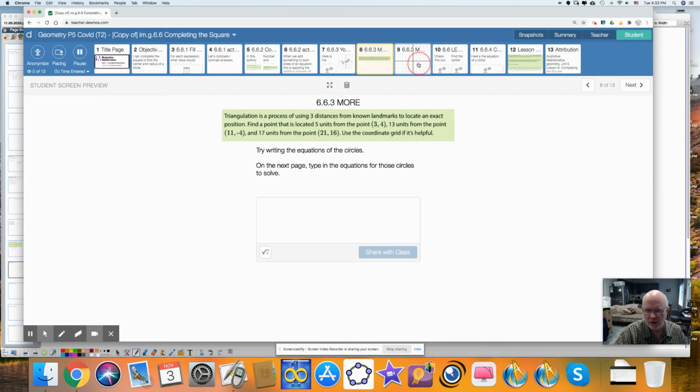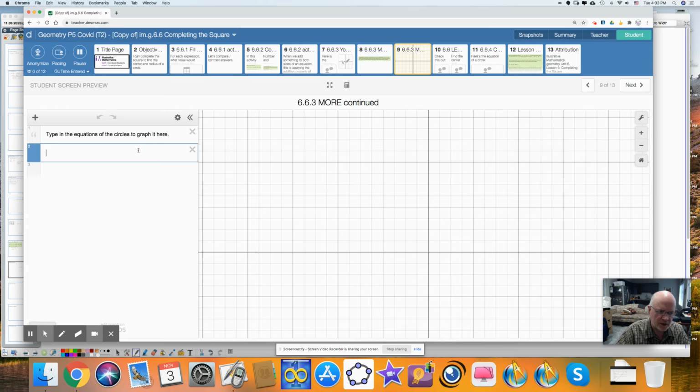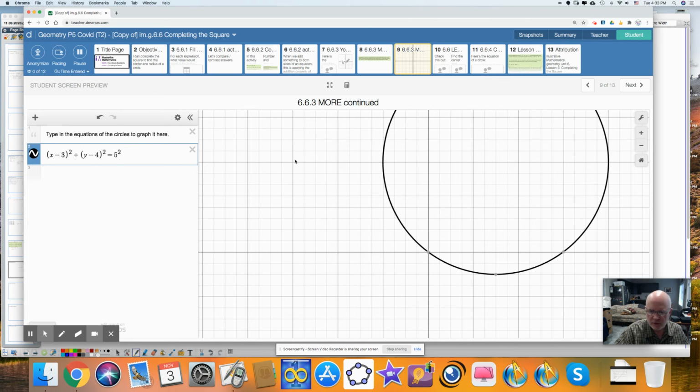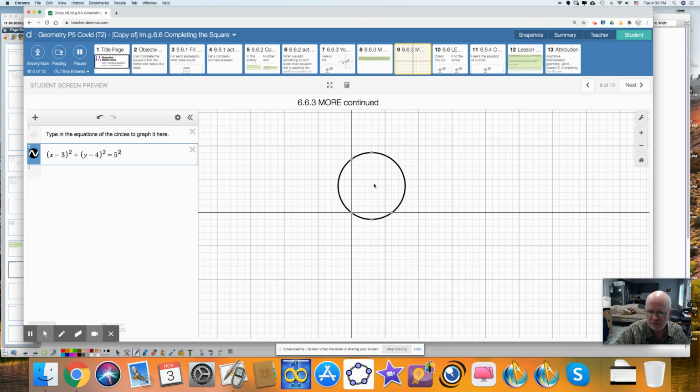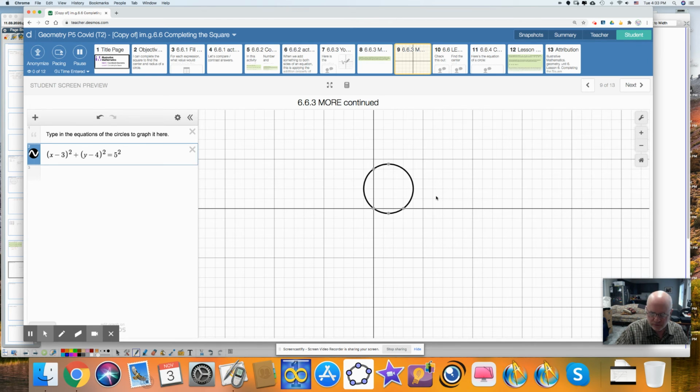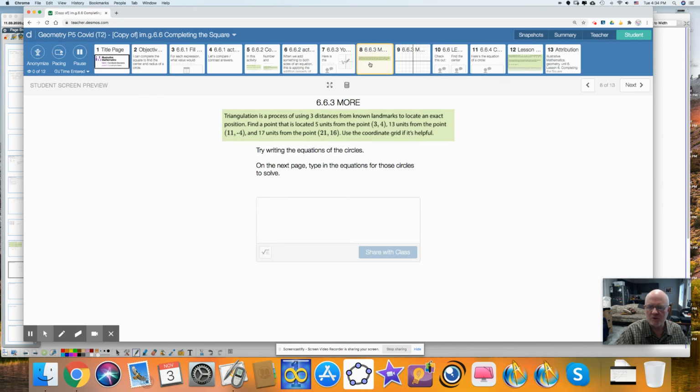So if I did 3, 4, and 5, I could type in x minus 3 squared plus y minus 4 squared is equal to 5 squared. And there's my circle. If I wanted to make this smaller, you can see it. There it is. And you can see the coordinates of some of these points: 3, 9, 3, 8, 0, 0, 3, negative 1. Anyway, you find all three of them, and this is one of those more activities.